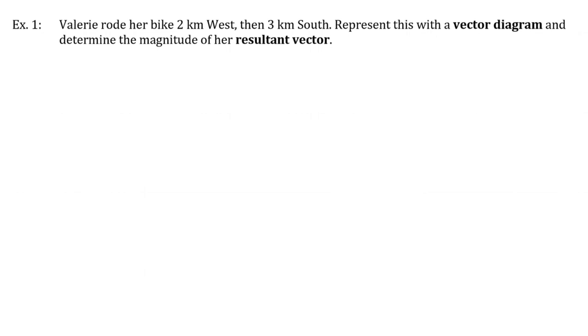So Valerie rode her bike 2 kilometers west, then 3 kilometers south. Represent this with a vector diagram. Determine the magnitude of her resultant vector. So there's a little bit of definition in here as well. Okay, I'm going to draw it first.